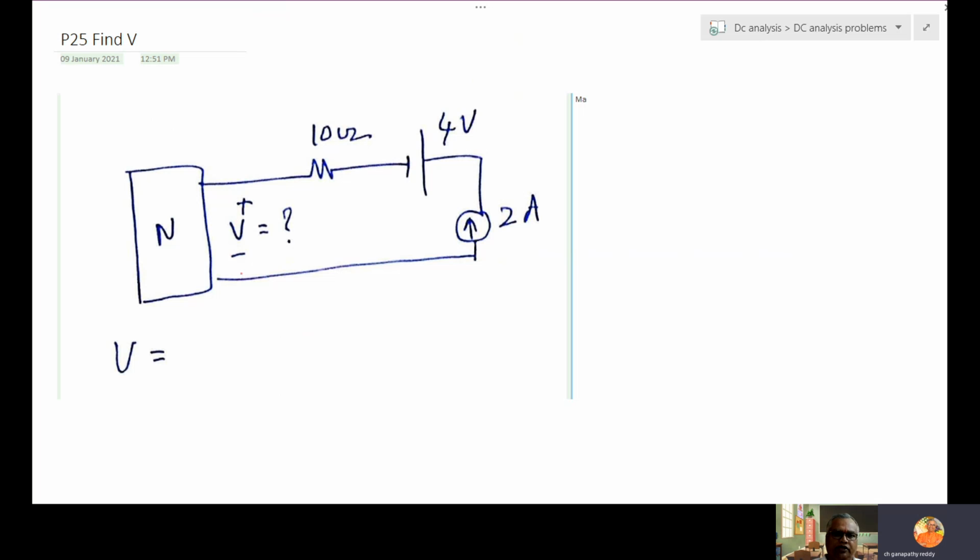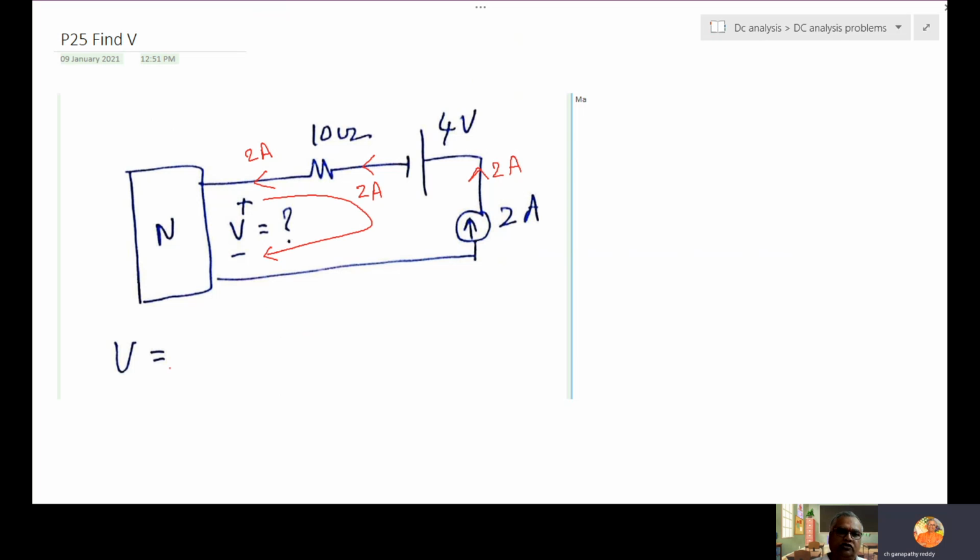There is another question, find V. So here another current source of 2 amps. This 2 amps. So everywhere how much? 2 amps. Here also 2 amps. Now to find V, start at positive, go to negative.